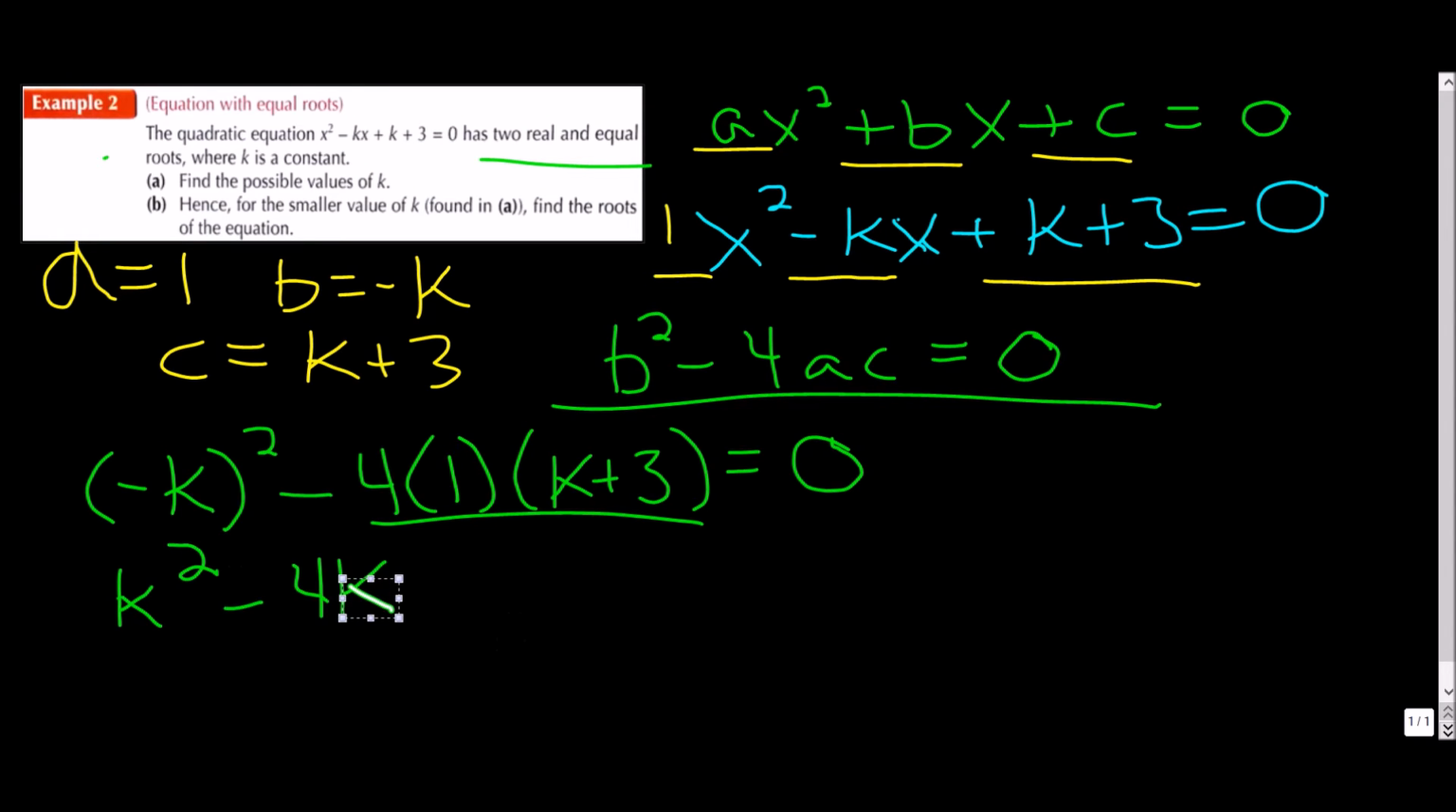Negative 4 times 3 makes negative 12. And we get that to equal 0. So at this point, we have an equation. So you may say, well, this doesn't help me at all. Well, notice one thing about it. This equation here is actually a quadratic equation.